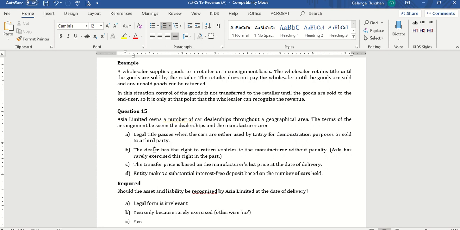Legal title passes when the cars are either used by the entity for the demonstration purpose or sold to a third party, right? A car's legal title is transferred when the cars are either used by the entity for demonstration purpose or sold to the third party.